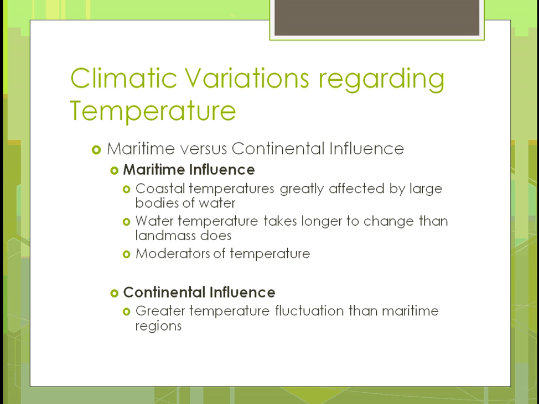Whereas if you have a continental influence, you're going to have a greater temperature fluctuation than you are in the maritime regions. In other words, in the summer it's going to get warmer, in the winter it's going to get colder, away from those larger bodies of water. And even though we'd say we have a continental influence in the Midwest, it is certainly affected by Lake Michigan, or any of the Great Lakes, or any large bodies of water are going to affect the area right around them. But the maritime influence is more talking about the oceans or the gulfs that are out there in the world.